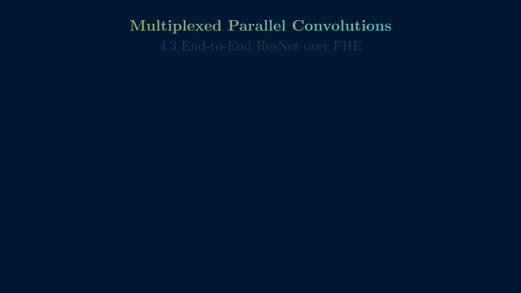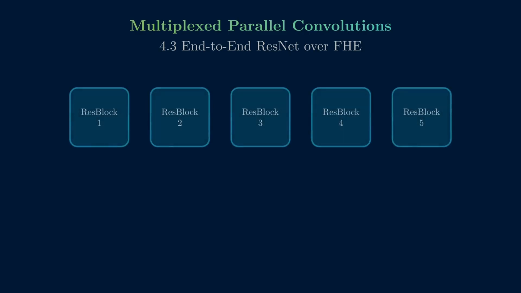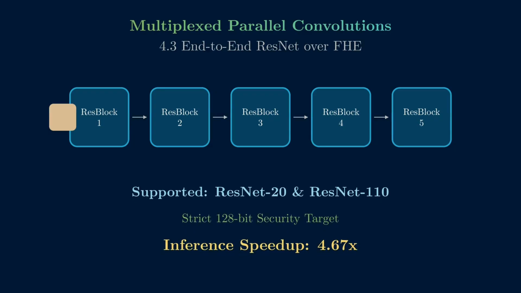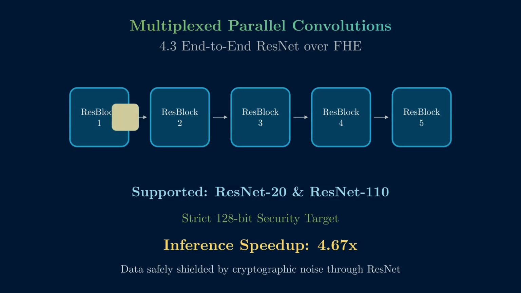By combining continuous polynomial approximations, optimized degree trade-offs, imaginary removing bootstrapping, and multiplexed parallel convolutions, the impossible becomes possible. We can now construct deep, encrypted neural networks. Data flows through residual blocks, safely shielded by cryptographic noise. When the multiplicative depth runs low, our stable bootstrapping refreshes the ciphertext, projecting it back to the real subspace. This holistic architecture successfully evaluates ResNet 20 and even ResNet 110 over fully homomorphic encryption, achieving unprecedented speedups and maintaining a strict 128-bit security target.